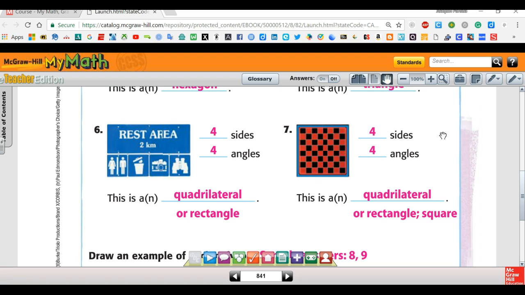If I want a specific name, obviously, yes, you're right. This would be a rectangle. And for some reason, they also call this a rectangle, but they also call it a square. This would be a better name for this. But both of these, 6 and 7, are quadrilaterals, right? Because they have 4 sides.